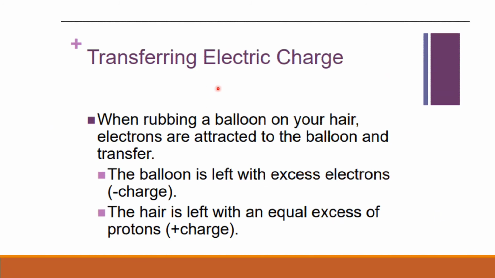Transferring electric charge. When rubbing a balloon on your hair, electrons are attracted to the balloon and transfer. The balloon is left with excess electrons, which is the negative charge, and the hair is left with an equal excess of protons, which is the positive charge.